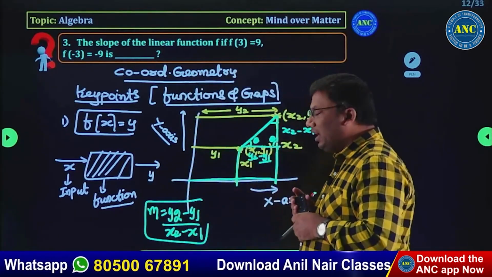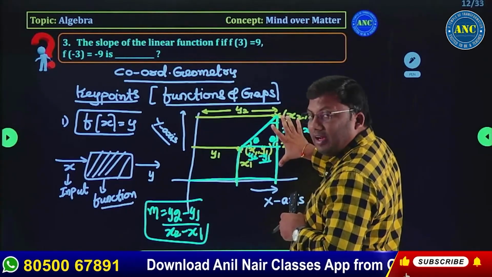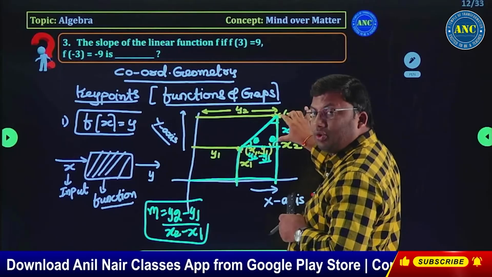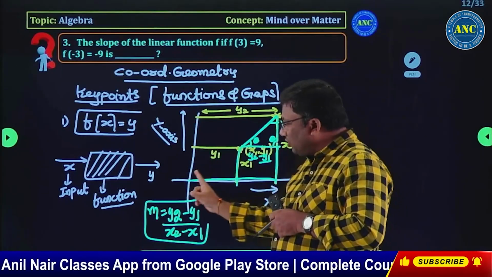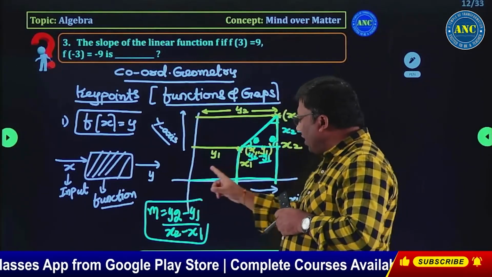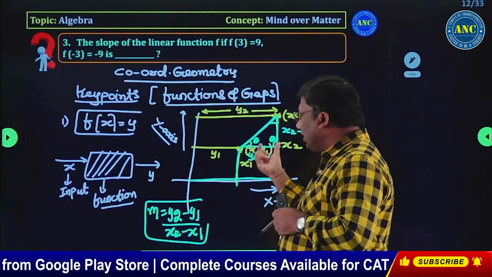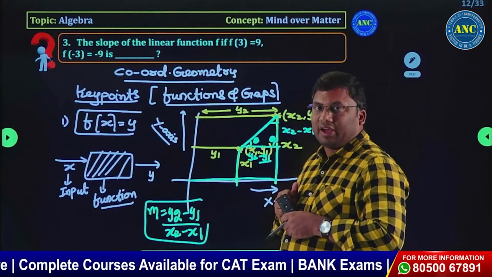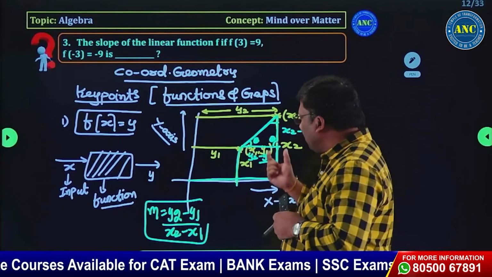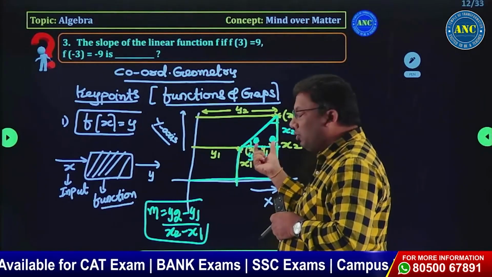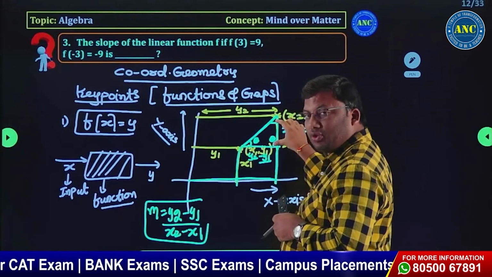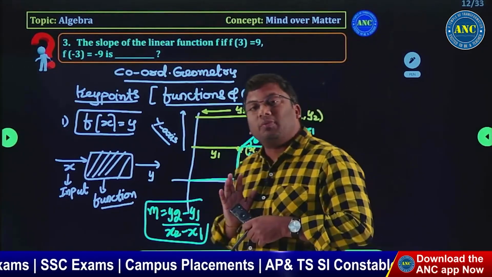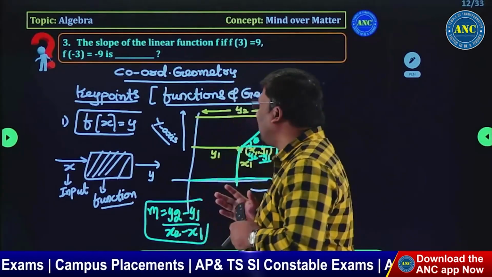I hope the idea is clear. This entire value is x2, this is x1, so it is x2 minus x1. From here to here it is y2 and this is y1, so it is y2 minus y1. So the slope is given by y2 minus y1 by x2 minus x1.